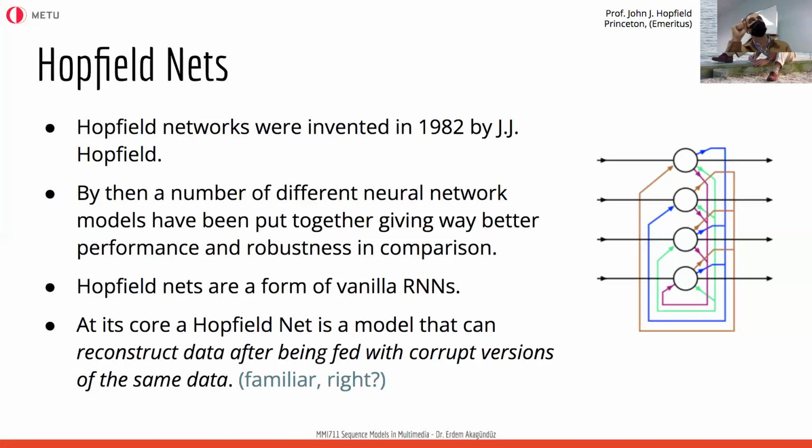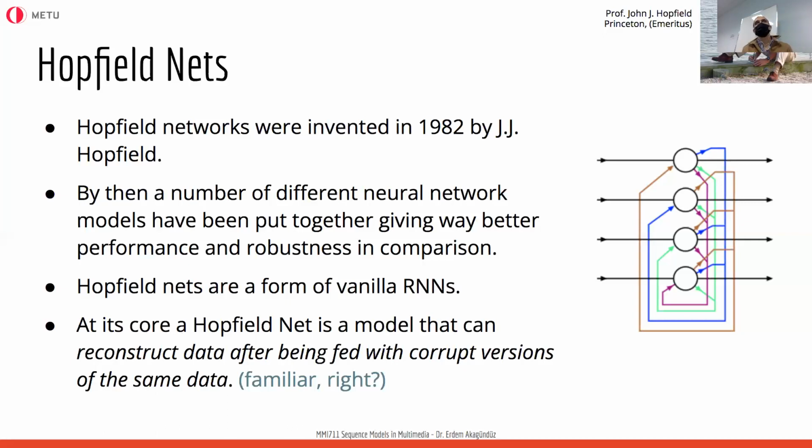The idea of a Hopfield network is creating memory, which is called in this field associative memory, because the memory is associated with the history of the sequence. So the core Hopfield net is a model that can reconstruct data after being fed with corrupt versions of the same data. So what does it mean? Actually, this is the conclusion. I didn't talk about what Hopfield nets are and how they work. I'm going to. But this is the conclusion.